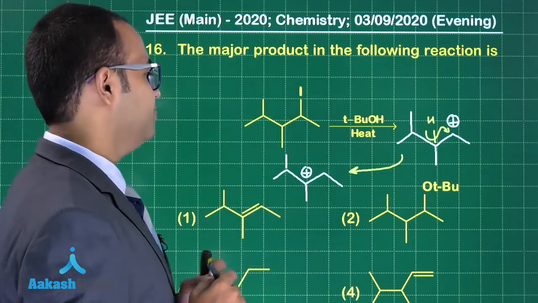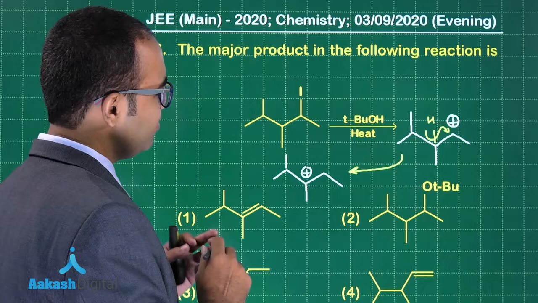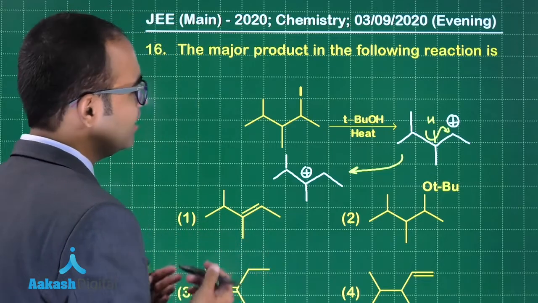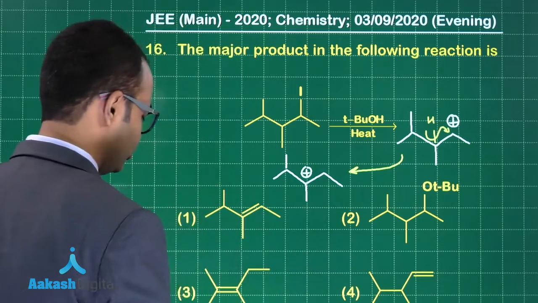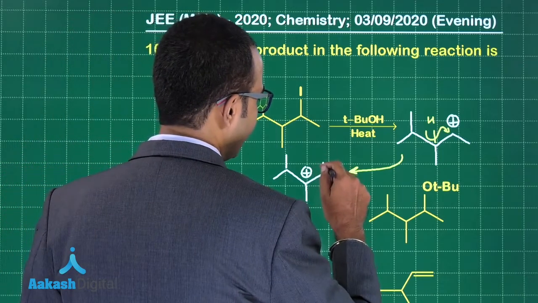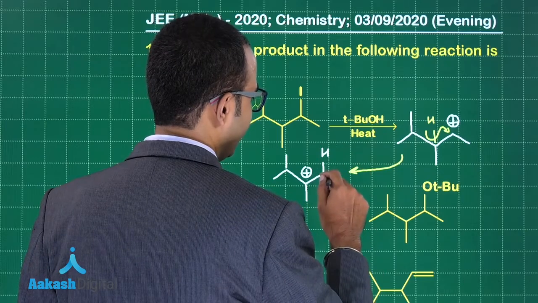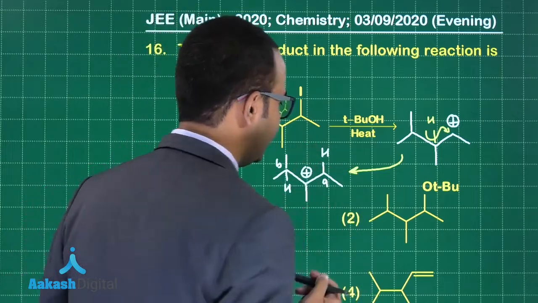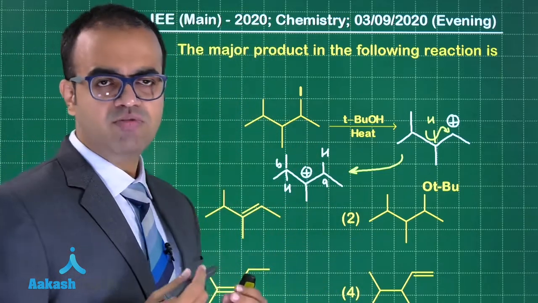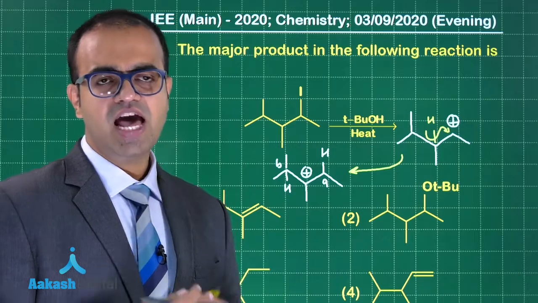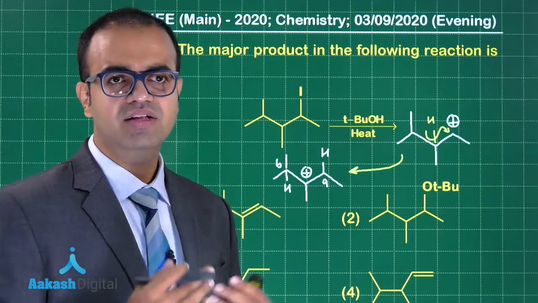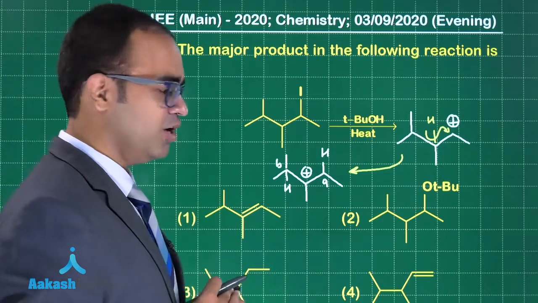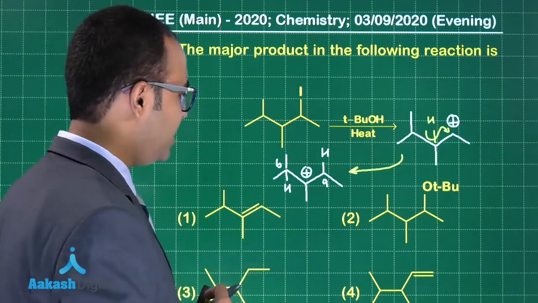Now what would happen? Here we have two options. You can remove a hydrogen from position A, and you can remove a hydrogen from position B. So it will follow Saytzeff's rule of elimination. And if it is following Saytzeff's rule of elimination, then you will remove hydrogen from B.